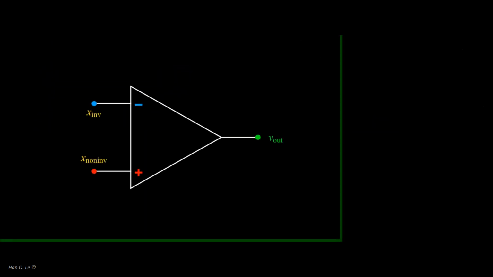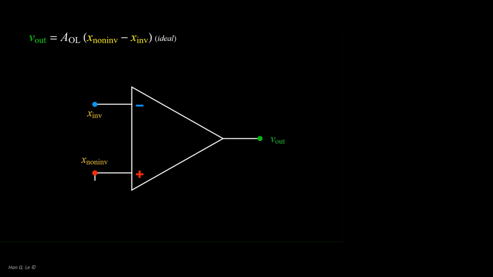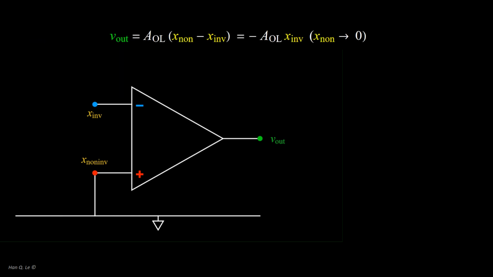Apply the above analogy to the op-amp. First, there is only one relevant input variable, the difference between the two inputs, X non-inverting and X inverting. Hence one of the two can be set to be the reference ground. Here, the non-inverting input will be the ground. The equation becomes quite simple: V out is minus the inverting input multiplied by the open loop gain, because X non-inverting is 0.